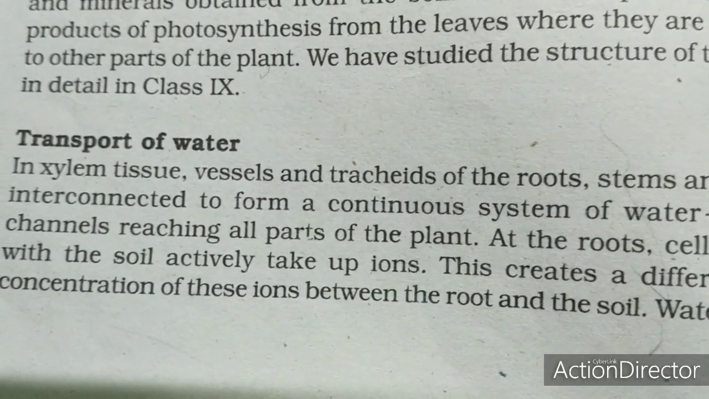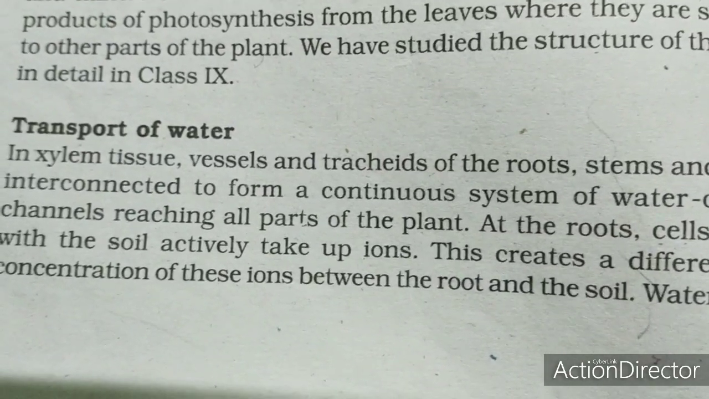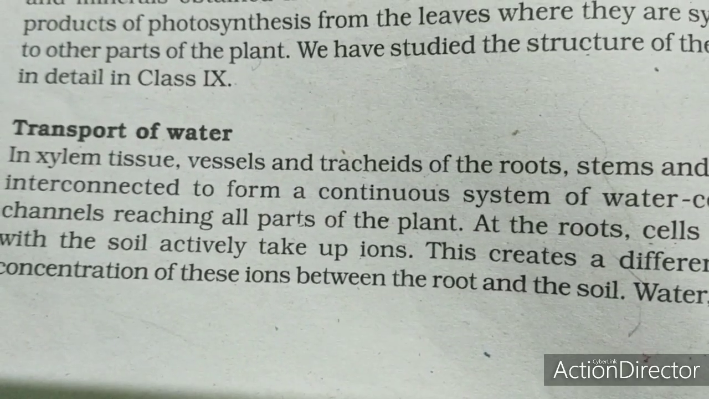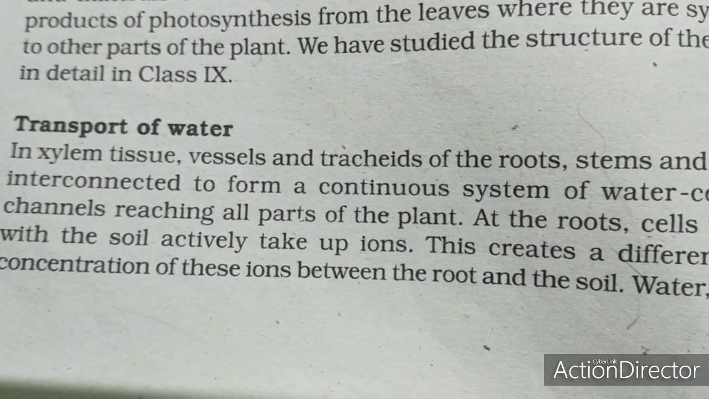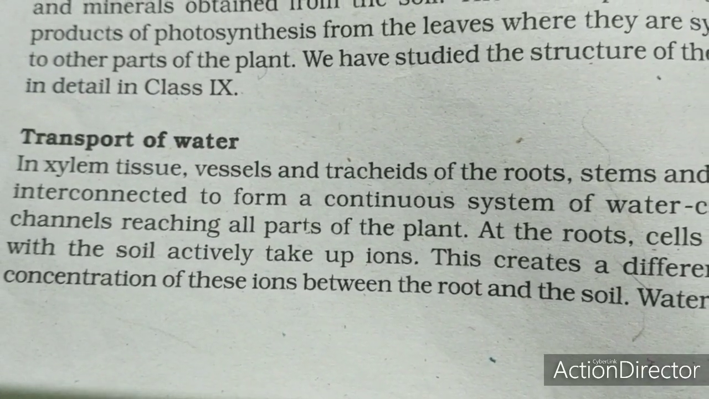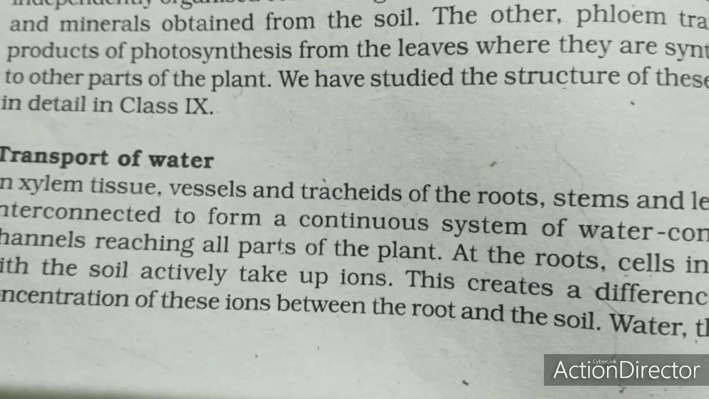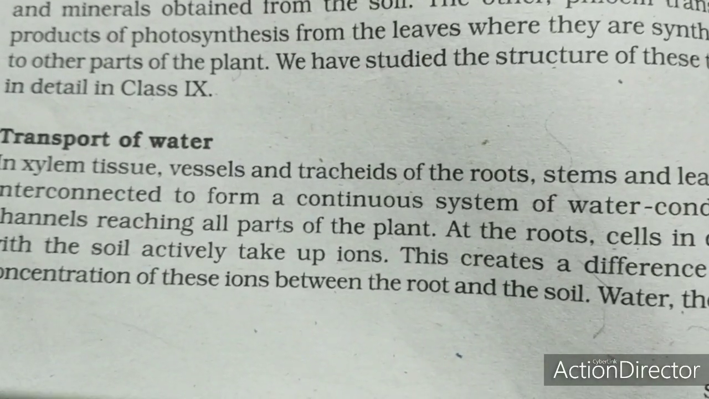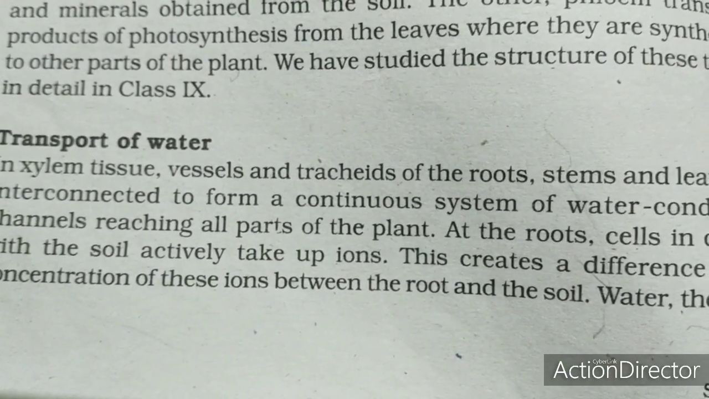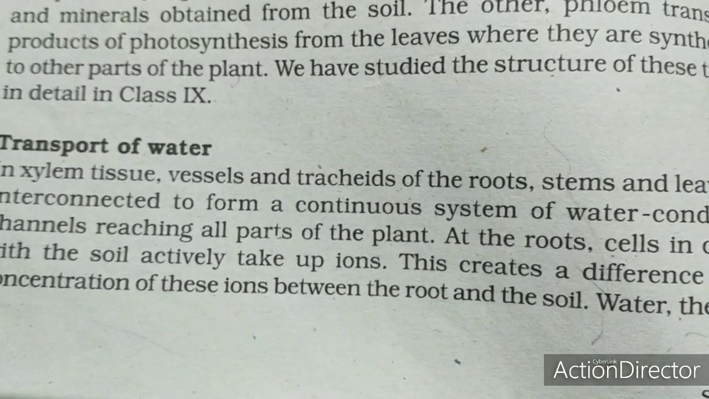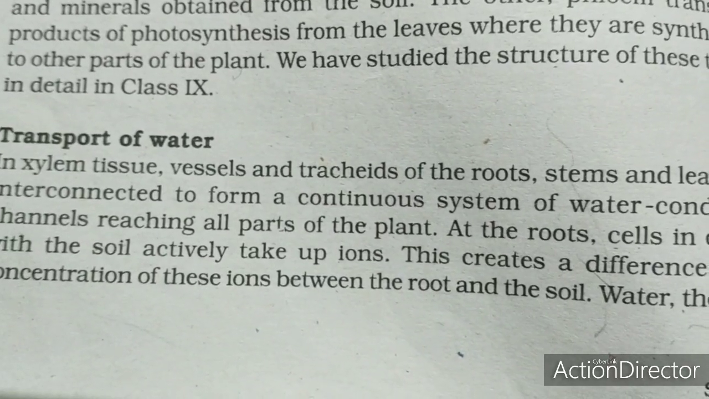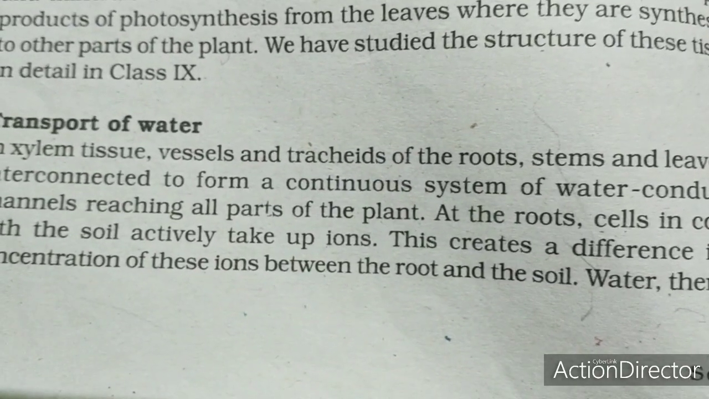Let's learn the transport of water. We already have learned what are the conducting tissues in the plants which help in conduction of water and food. So transport of water, which is the conducting tissue for water? That is nothing but xylem. Xylem tissue is the conducting tissue for water. So, what actually happens in the xylem cells? In the last year, that is in class 9, we learnt more in detail about the xylem and phloem tissues. We know that xylem and phloem are complex tissues, so they have different types of cells in them.